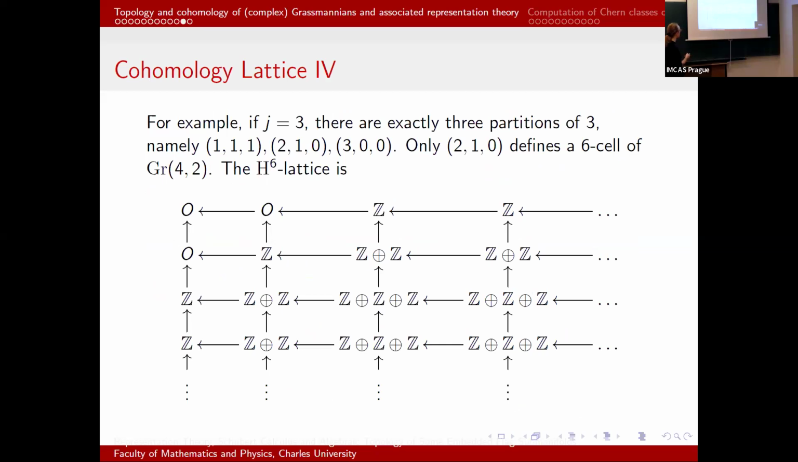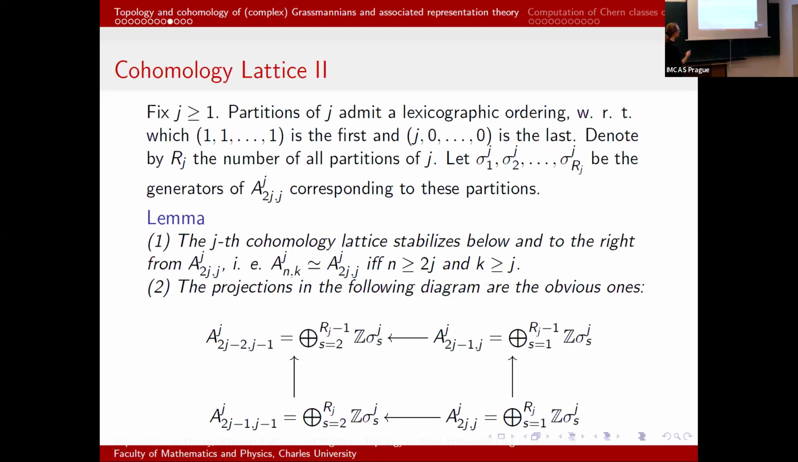So this is the example when J is equal to 3. In this case, there are only 3 partitions of the number 3. These are 1, 1, 1, 2, 1, 0, and 3, 0, 0. And we see that this is A 6,3, and below and to the right all the 6 cohomology groups are Z to the power of 3. So that's the first point of the lemma.